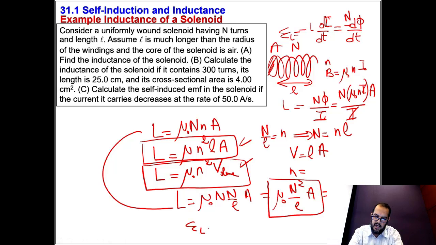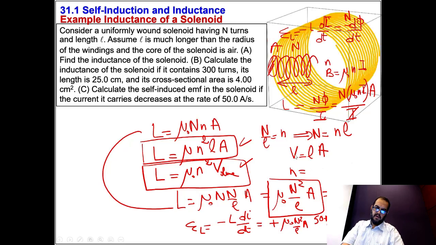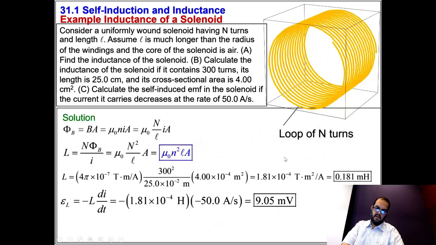We can determine that EL is equal to minus L di/dt, and so this is going to be equal to minus mu 0 n squared divided by l times A times di/dt, which is 50 amps per second. Actually, it's minus 50 amps per second because the current is decreasing. So let's look at the numbers here. This is the inductance. It's mu 0 n squared times the volume. L times A is the volume of the solenoid.